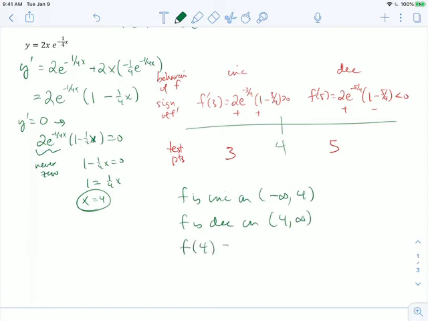F of 4, which in this case is going to be 8e to the negative 1, I believe, is going to be our local what? Well, what is it a local of? So, well, I went from increasing to decreasing here, and so that means that this is going to be a local max. We'll continue with a couple more examples in our next video.